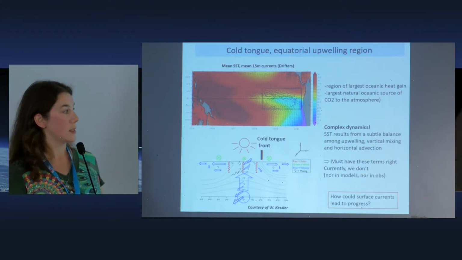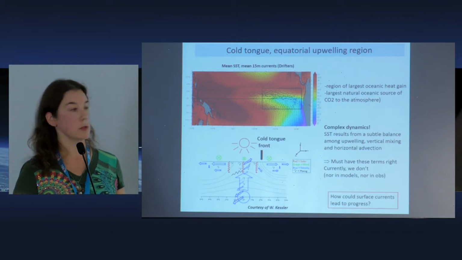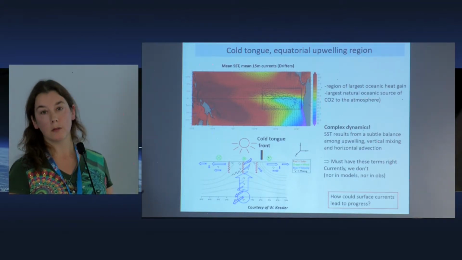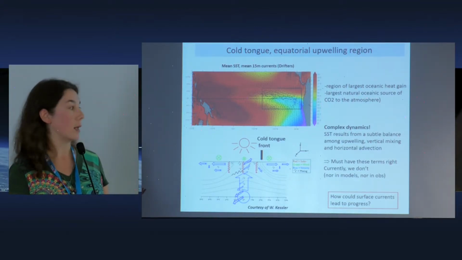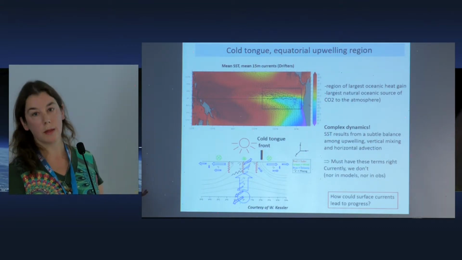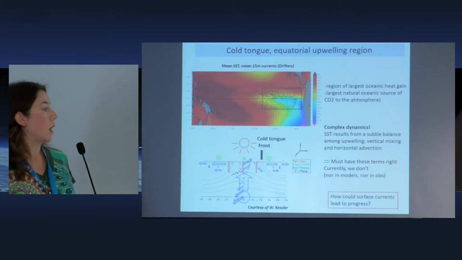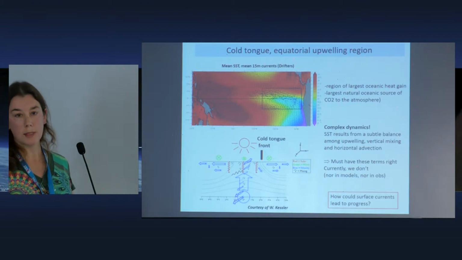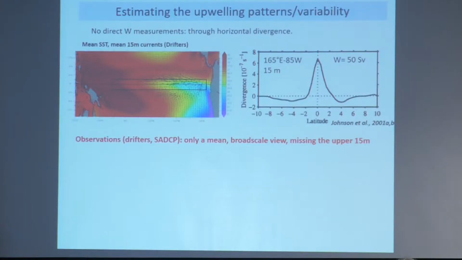And we must have these terms right, and currently we don't. Models are not good at all at getting this balance. They don't have the correct balance, and we cannot constrain them with observations. So how could surface currents lead to progress on these processes? So first, they would allow us to estimate the upwelling patterns and variability.